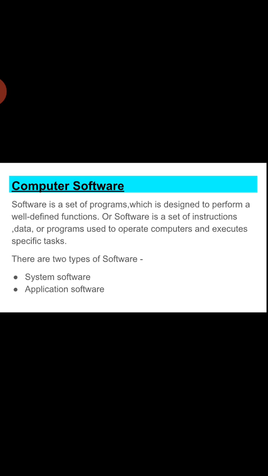A software is a set of programs which is designed to perform well defined functions, or software is a set of instructions, data or programs used to operate a computer and execute specific tasks. It means software is a group of programs, data or instructions to perform any specific task or to operate your whole computer system. There are two types of software: one is system software and the other is application software. Let's talk about system and application software.